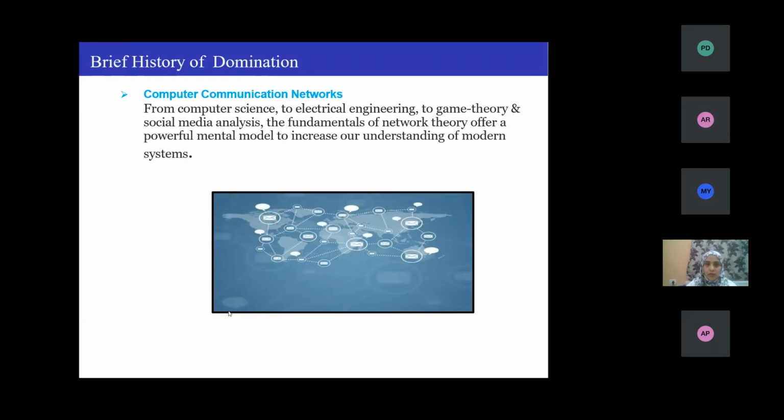Then we have computer communication networks. We can see how computer communication networks are based on graph theory, and many areas of computer science, electrical engineering, game theory, social media analysis, and fundamentals of network theory offer a powerful mental model to increase our understanding of modern systems. So we can see through this how we are connected to each other through mails, Gmails, messaging apps, social media networks, and other social media apps and sites.